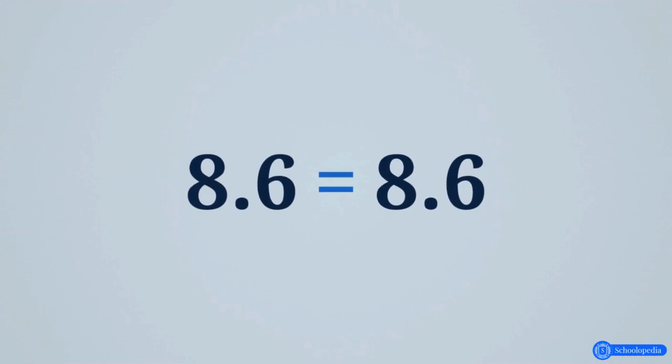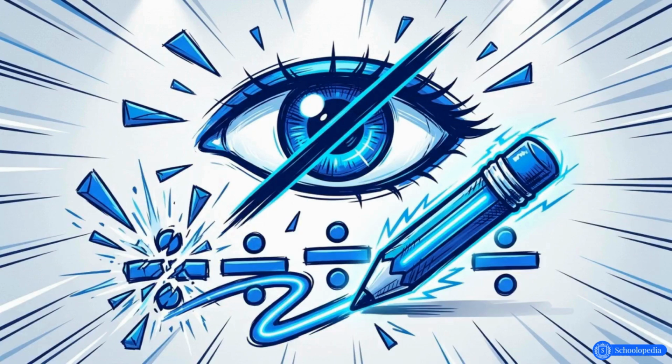Look at this next comparison, 8.6 versus 8.60. Visually, the right side looks longer. However, placing a 0 at the end of a decimal does not add mathematical weight. Without that empty place value, both numbers are exactly equal. A longer number doesn't automatically mean a larger number. You have to follow the math, not just your eyes.